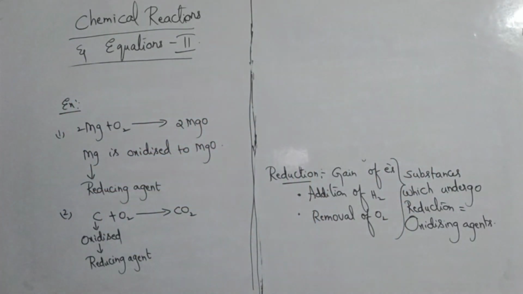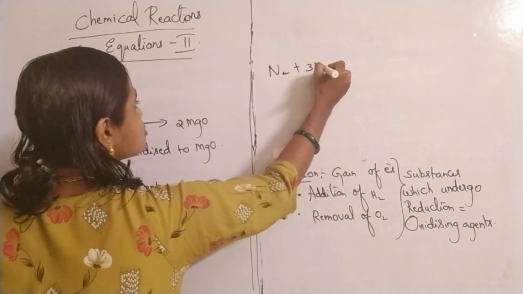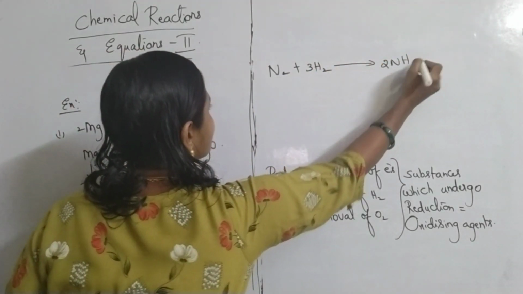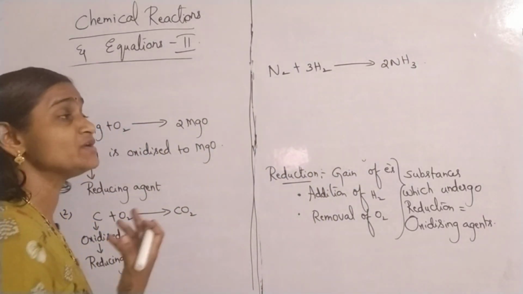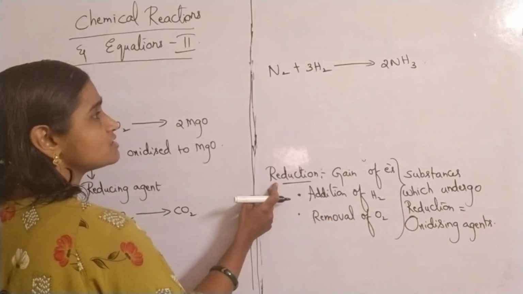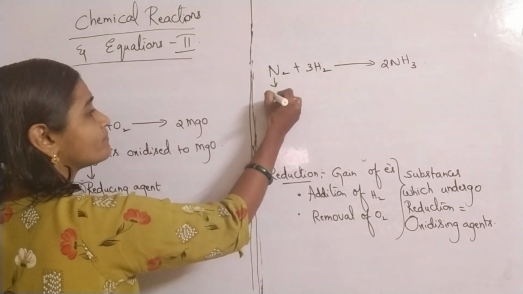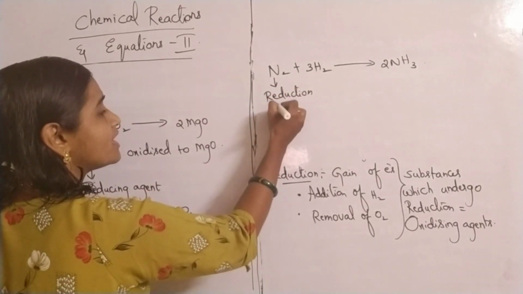In this reaction, N2 plus 3H2 gives rise to 2NH3. Here oxygen is not there, but instead of oxygen what do you have? Hydrogen is there. Addition of hydrogen is called what? Reduction. So nitrogen is undergoing reduction.